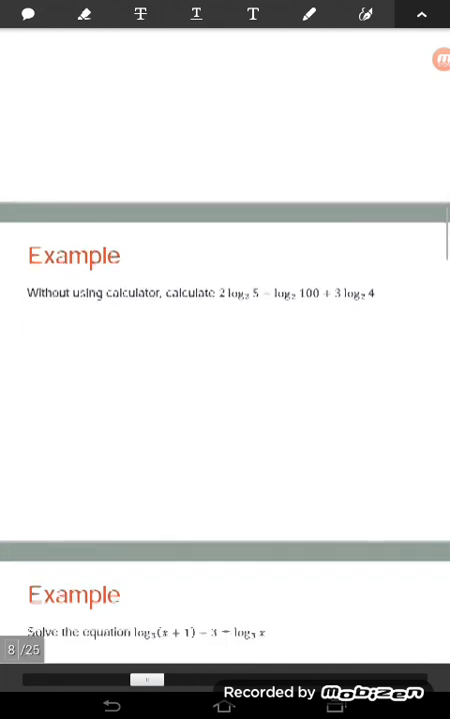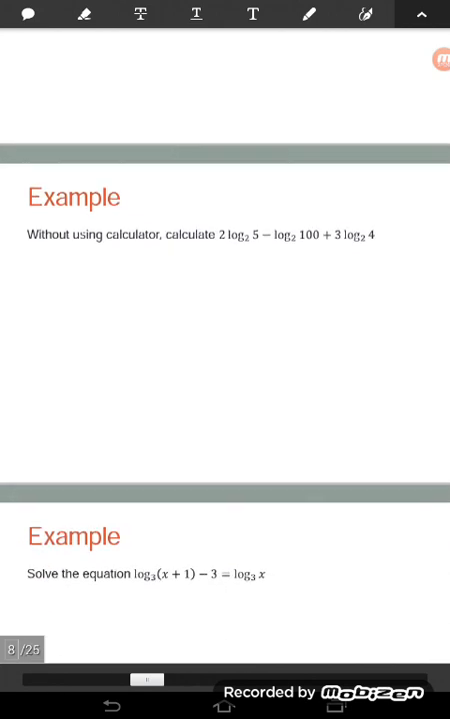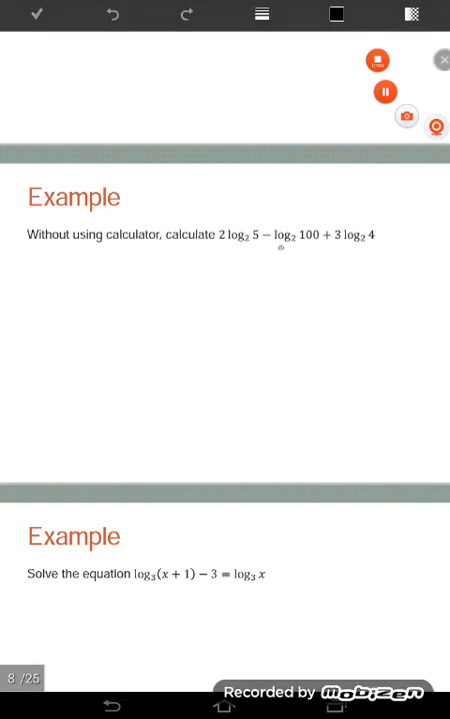Okay, so another example. Okay, so without using the calculator, calculate this equation. So 2 log 5 base 2 minus log 100 base 2 plus 3 log 4 base 2. Okay, so this one we have 3 terms, so 3 kind of log, ada 3 log kat sini. Okay, so in order to solve without using calculator, you need to combine the log become 1, because minus become divide, plus become multiplication.